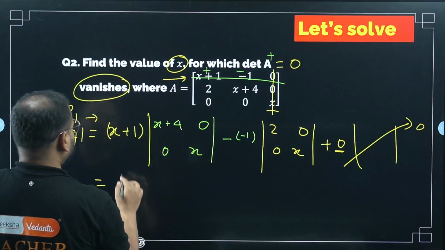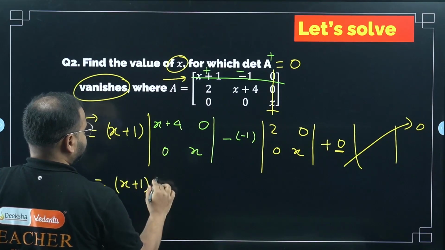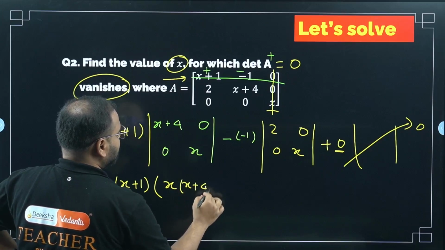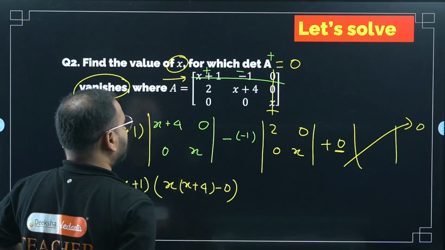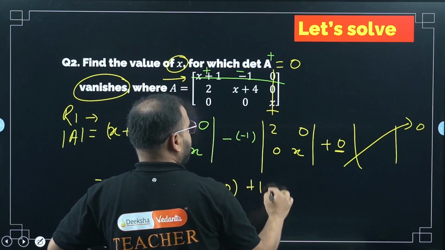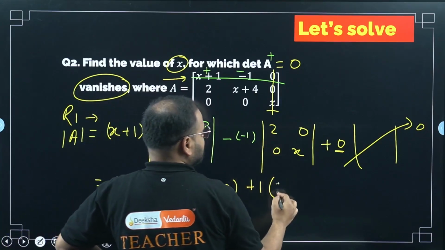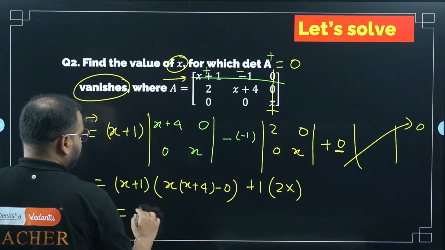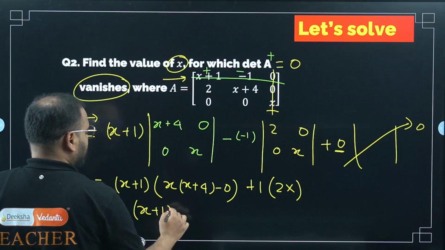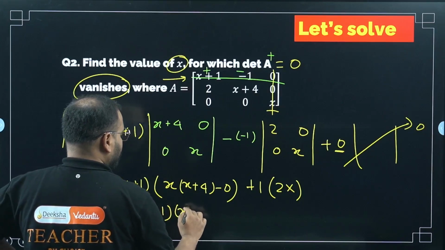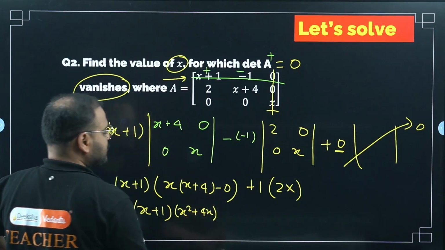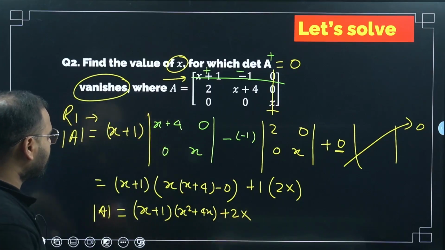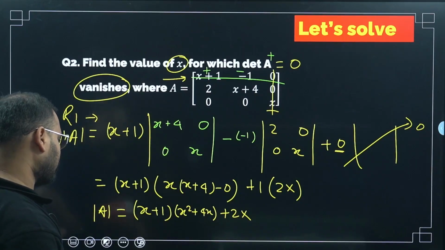Please check here. So x plus 1 times, in the bracket, x plus 4 times x will be what? x times x plus 4, I can write like this, and minus 0. 0 times 0 is just 0. This will become plus 1, minus and minus is plus, 2x, simply 2x. So what I'm getting is determinant A as x plus 1, and this is x square plus 4x, plus 2x. Correct? Correct, sir? Okay. All right.